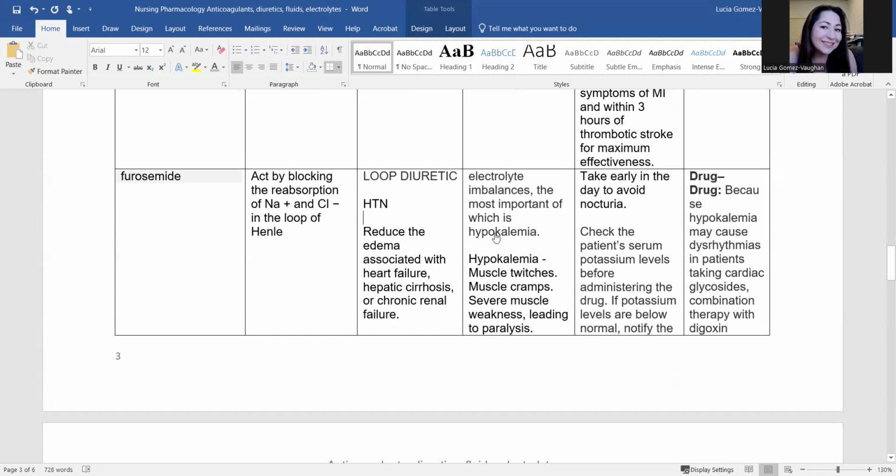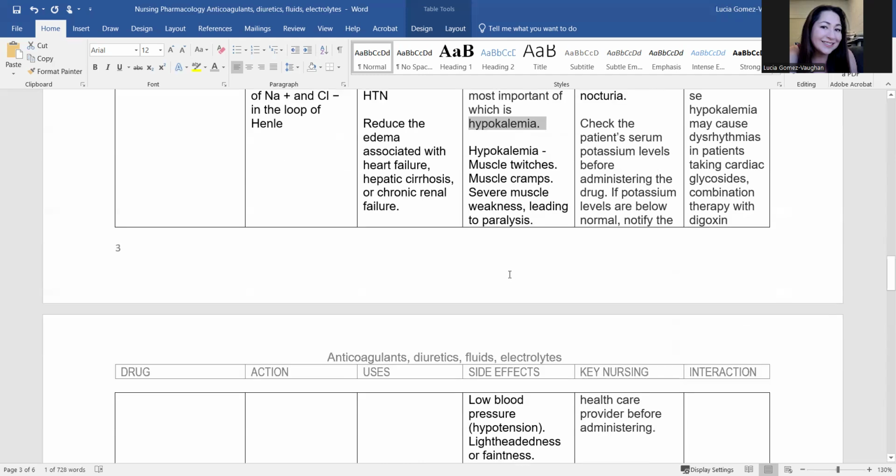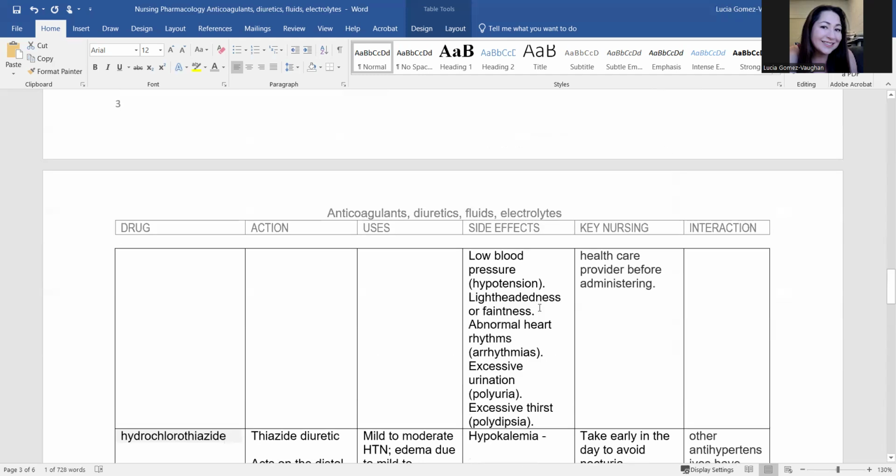diuretic. So electrolyte imbalances are something that could be a side effect. The most important is hypokalemia, which would be low potassium levels because it's a potassium wasting diuretic. So hypokalemia signs and symptoms include muscle weakness, muscle cramps, severe muscle weakness leading to paralysis, low blood pressure, hypotension, lightheadedness or faintness, abnormal heart rhythms, arrhythmias, excessive urination, polyuria, excessive thirst, polydipsia.